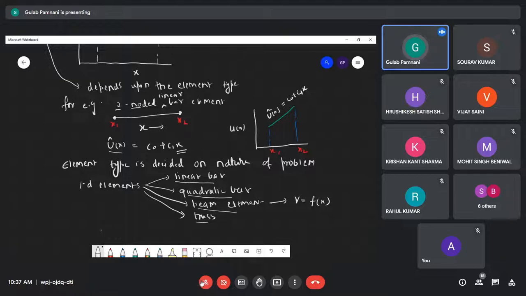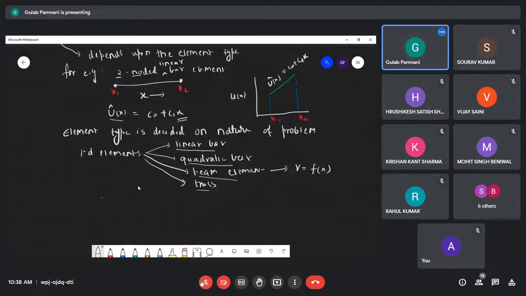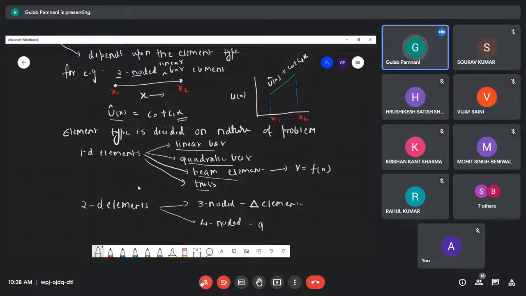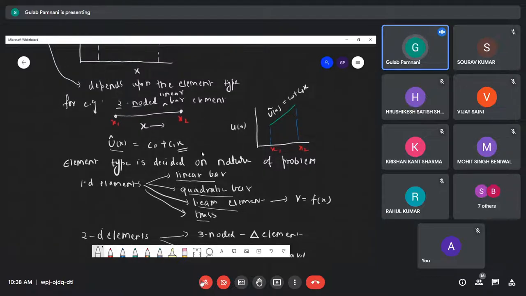Now let me talk about the 2D elements. In 2D elements, first of all let me write the type of element. So we have a three noded triangular element. You have a four noded quad element, quadrilateral, which we just showed above, which we talked about. And then you can have a six noded triangle or eight noded, but that is a different matter; we will not talk about those higher order elements for now.